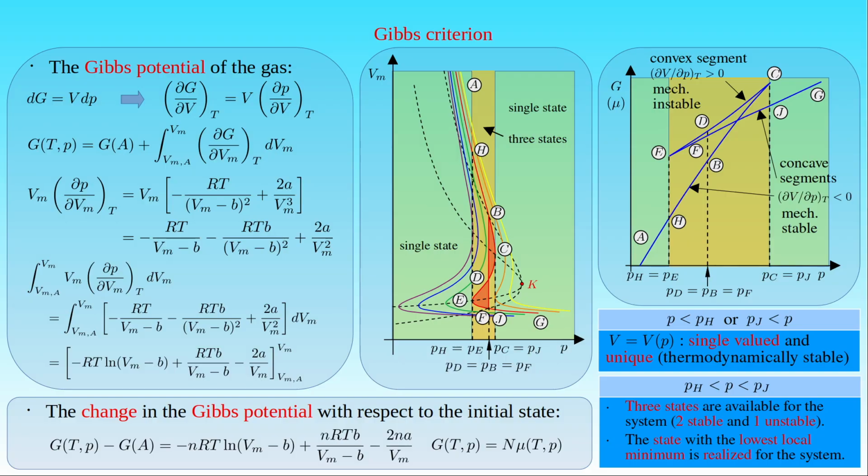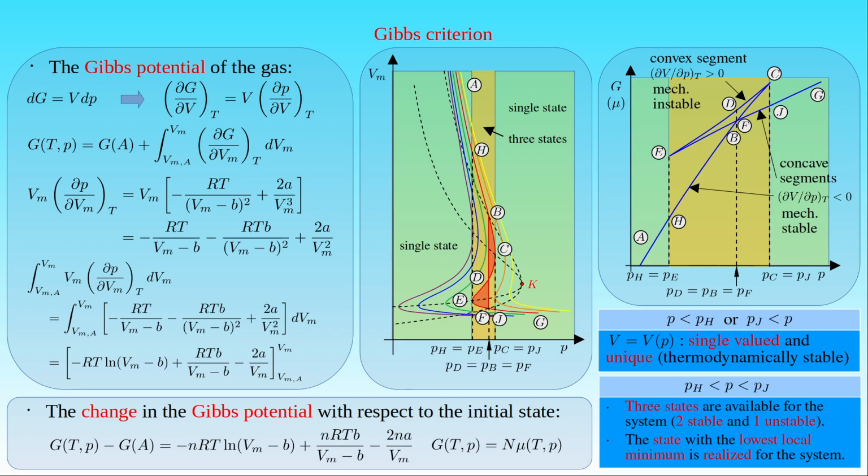By imposing the Gibbs criterion on the states B and F, we demand that the system has the same free enthalpy or chemical potential in these states, and they are located at the intersection of the 2 concave segments. As a result, both the states B and F are selected by the criterion, that is, both of them are realized in the system as the boundary states of the phase transition of the medium.